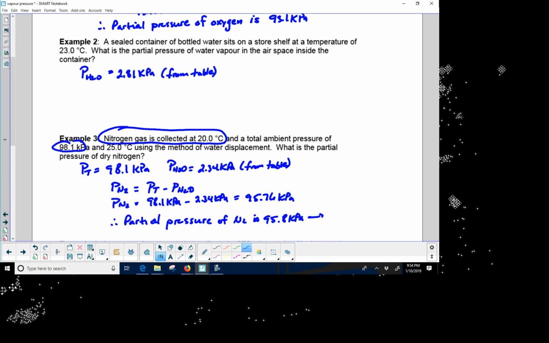And then you'd use this pressure in the ideal gas equation to calculate whatever value you have to. That's it. So vapor pressure is relatively straightforward, very easy.